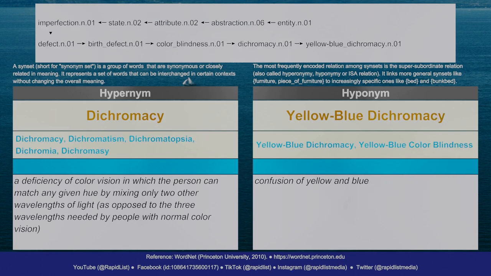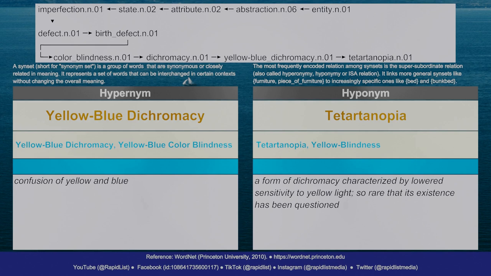Yellow-blue dichromacy. Confusion of yellow and blue. Tetartanopia. A form of dichromacy characterized by lowered sensitivity to yellow light, so rare that its existence has been questioned.